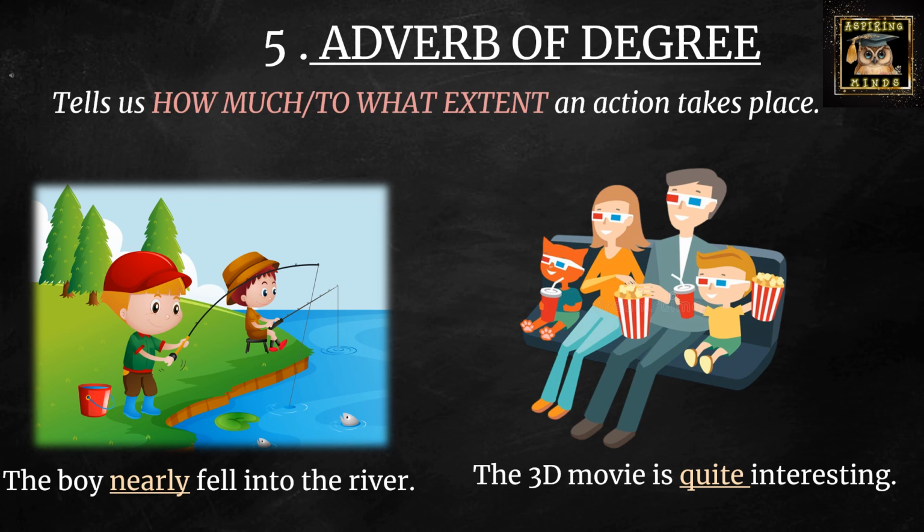Look at the two boys, they are enjoying themselves, or maybe I think it's a boy and a girl. They are enjoying fishing, but it seems that the boy is nearly going to fall into the river, because if you see the girl, she is seated on a stool and she is fishing, but probably the boy has been able to catch a fish, and because of the weight of the fish, it seems that the boy is nearly going to fall into the river. So here the word nearly becomes adverb of degree.